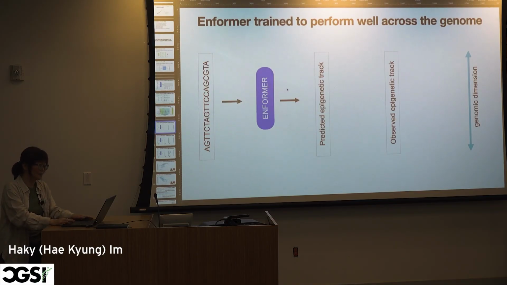But the thing is, it learns across the genome, right? So you predict the epigenetic track and you compare the epigenetic tracks. Essentially, if you think of them as gene expression tracks, it tells you whether gene A is more highly expressed or lowly expressed than gene B. So that's what this method is doing, and that's how it is being trained. So it uses the genomic dimension.